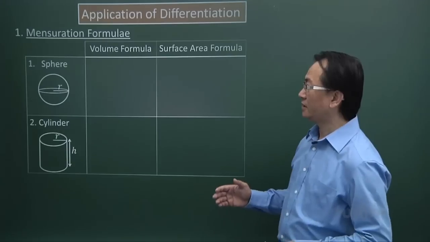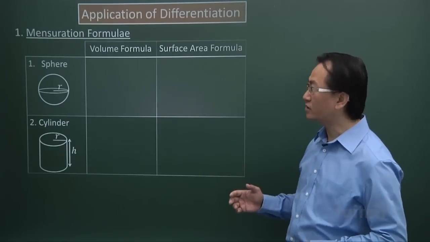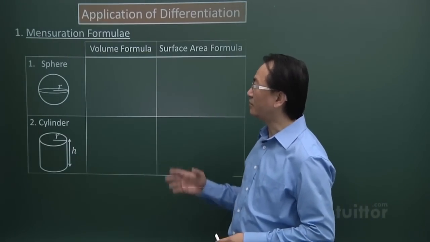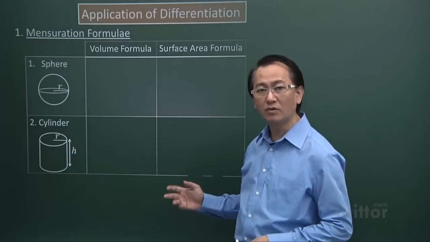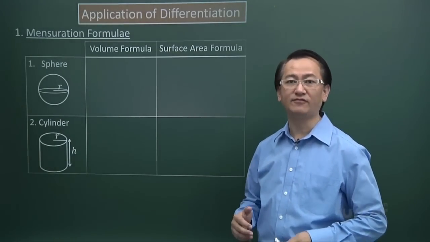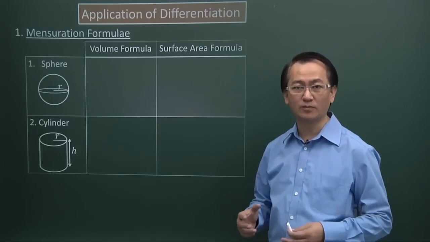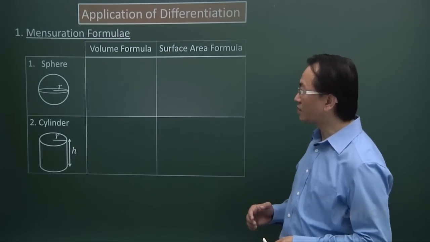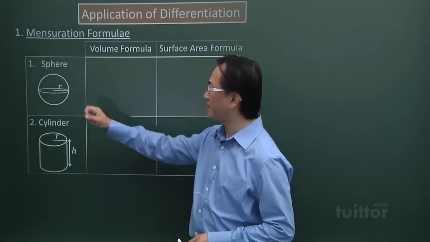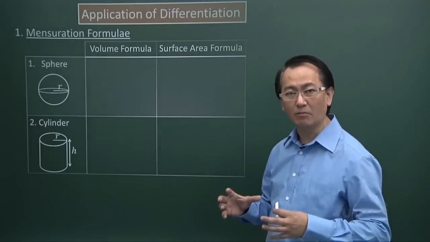But in order to formulate the rules, the students must know the mensuration formulae for most of the objects and figures. So here I will just be focusing on objects. The first one I'm looking at is sphere, basically a ball shape.